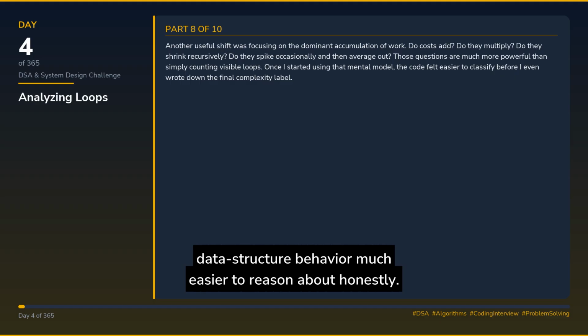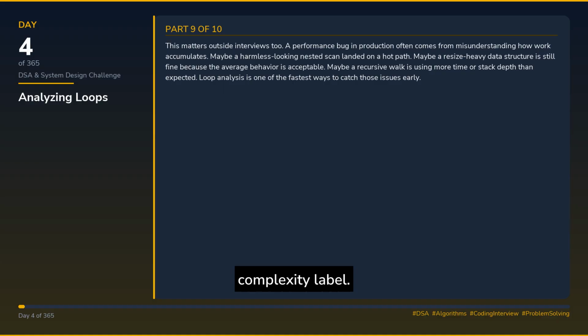Another useful shift was focusing on the dominant accumulation of work. Do costs add? Do they multiply? Do they shrink recursively? Do they spike occasionally and then average out? Those questions are much more powerful than simply counting visible loops. Once I started using that mental model, the code felt easier to classify before I even wrote down the final complexity label. This matters outside interviews too.